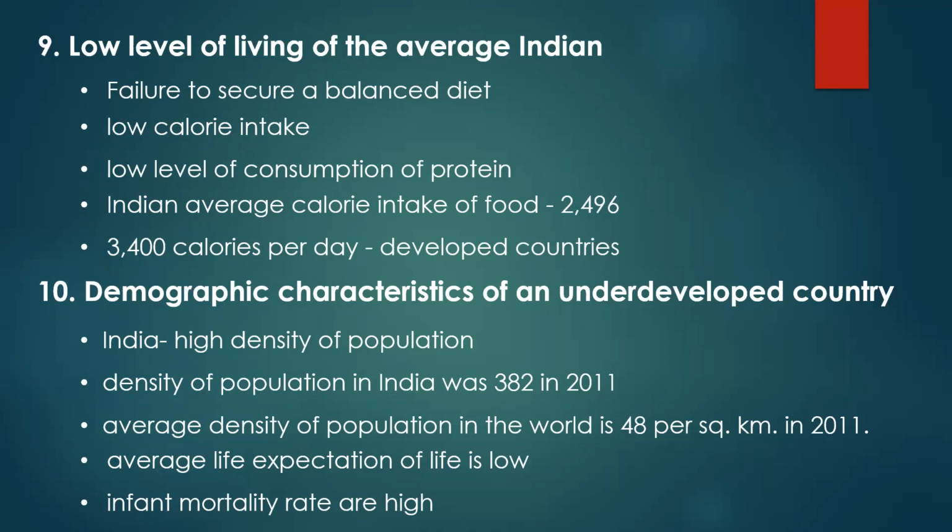The next one is the demographic characteristics of an underdeveloped country. Among demographic characteristics associated with underdevelopment are high density of population; besides this, average expectation of life is also low and infant mortality rates are higher in our country. It would be proper to examine these characteristics. The density of population in India was 324 per square kilometer in 2001, which has increased to 382 in 2011. The average density of population in the world is about 48 per square kilometer in 2011. The average life expectancy is also low in India, whereas infant mortality is higher.